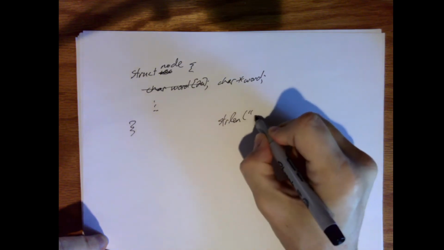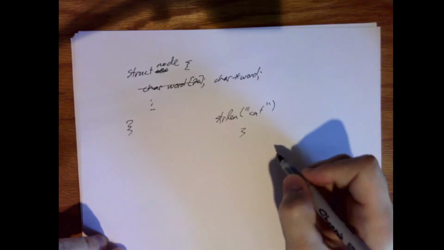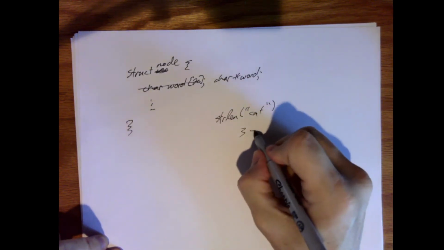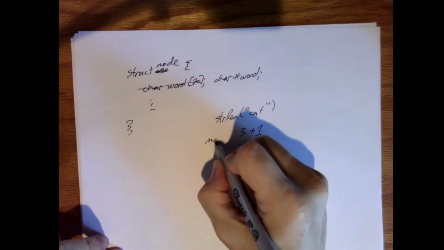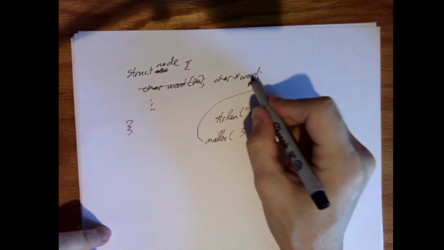Say if I'm given cat, this will return 3, but I need room for the terminating null, so I add 1 to that, and this all is in my malloc call. And then I take this and attach it to this. So I have exactly the amount of space I need for this.